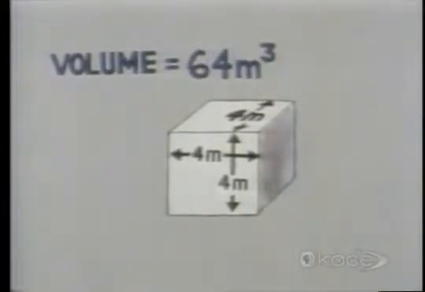The easiest way to work out the volume of something like a box is to measure not only its height, but also its length and its width. And then multiply all these together. 4 times 4 times 4 equals 64. The container has a volume of 64 cubic meters.